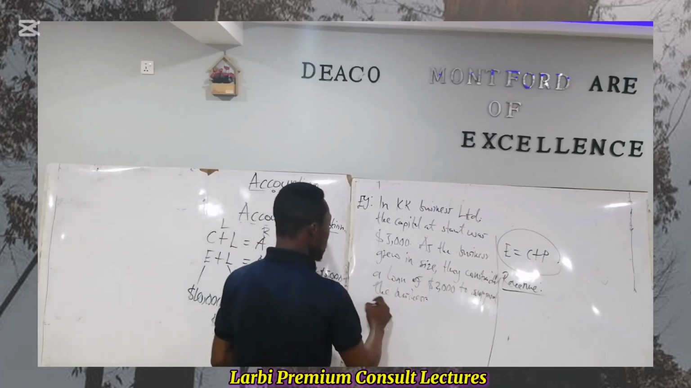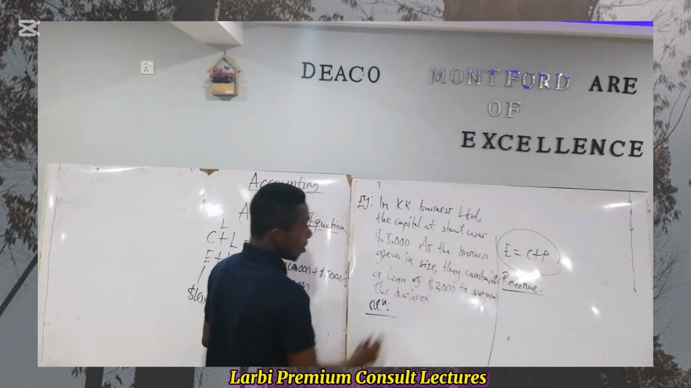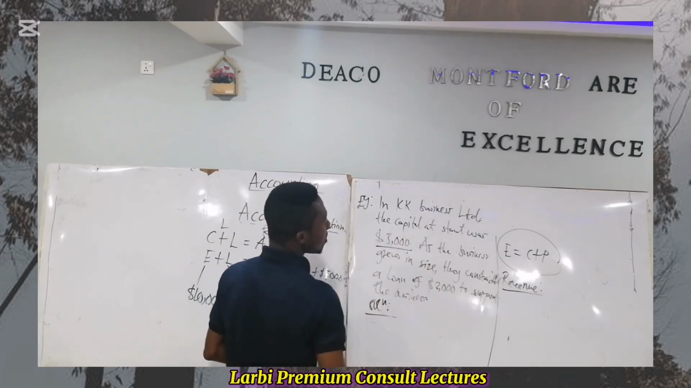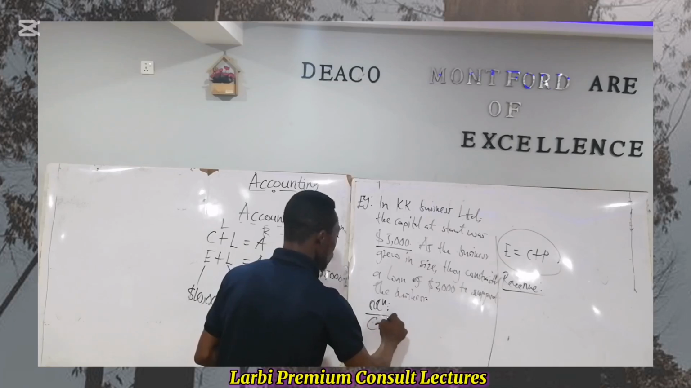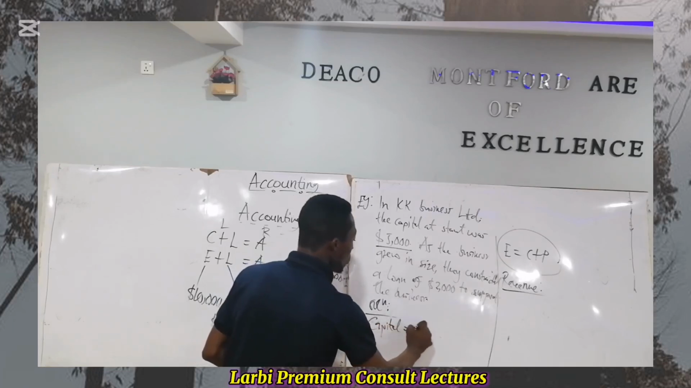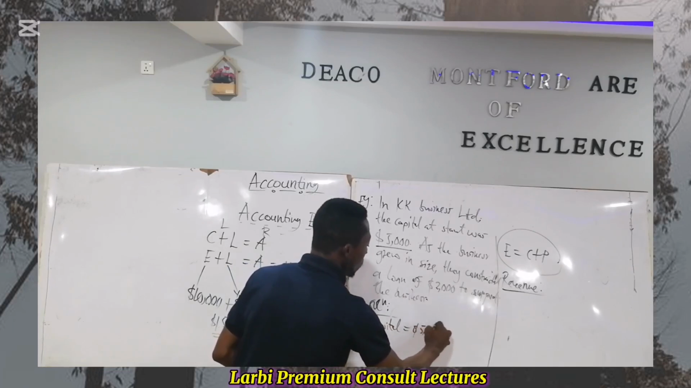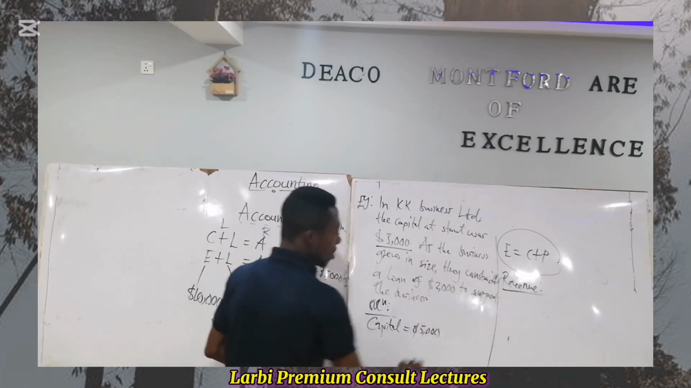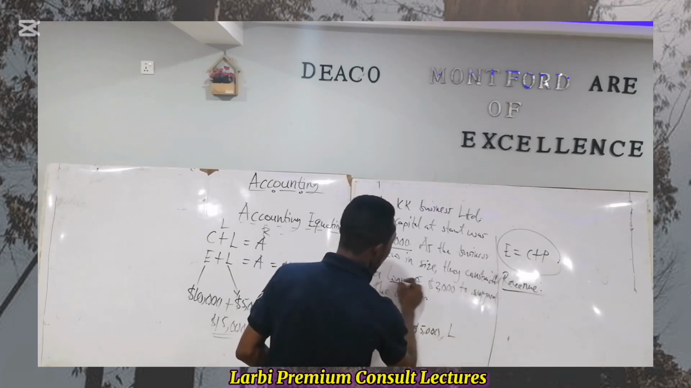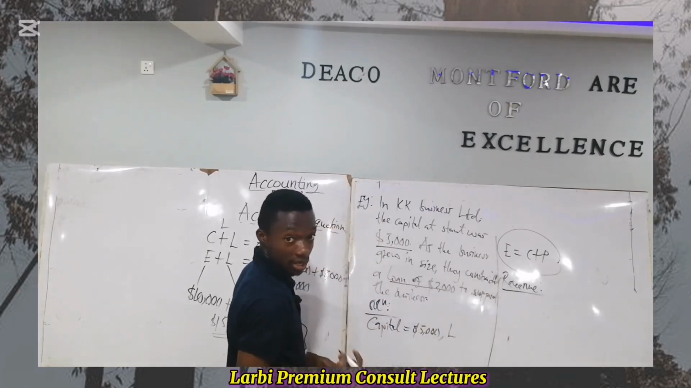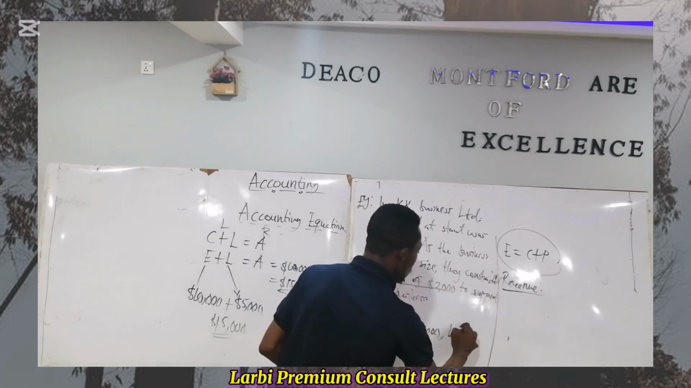So with respect to our solution, we can clearly see that our capital at start was what? 5,000. So we have capital being equal to $5,000. And that of our liability, or loan, is what? A liability. Loan is a liability. We just mentioned that. So liability is also equal to what?